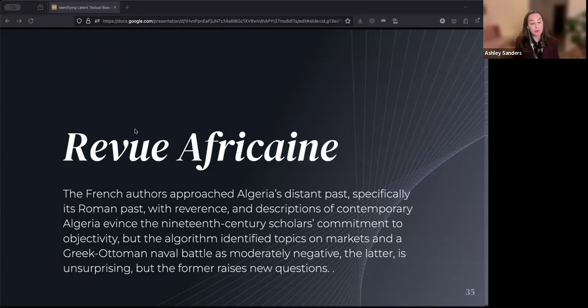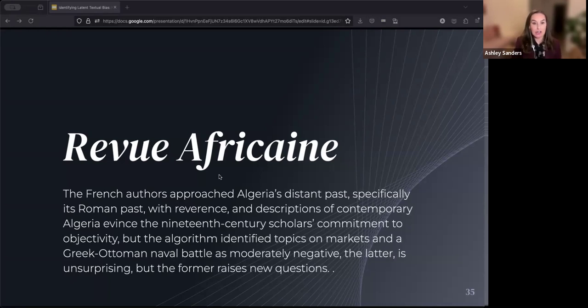Okay, so what I found for Revue Africaine is that the French authors approached Algeria's distant past, specifically its Roman past, with reverence. This was not surprising given all of the other material I had read, particularly from the French colonial period. And they also included descriptions of contemporary Algeria, which evinced the 19th century scholars' commitment to objectivity. But the algorithm, meaning the topic modeling plus sentiment analysis, identified topics on markets and Greek Ottoman naval battles as moderately negative. Like I said, the latter is unsurprising, but the former raised some new questions, which I don't have time to delve into here.